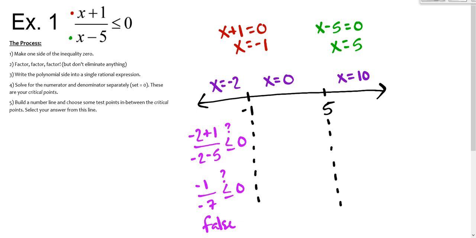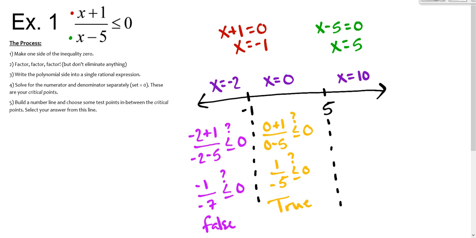For the next region, I'm going to go and plug in 0. So I'm going to substitute 0 in for x. So I'm going to test, is 0 plus 1 over 0 minus 5 less than or equal to 0? Well, 0 plus 1 is 1. 0 minus 5 is -5, so that makes -1/5. Is -1/5 less than or equal to 0? Yes. Okay, negative numbers are smaller than 0. So this is a true.